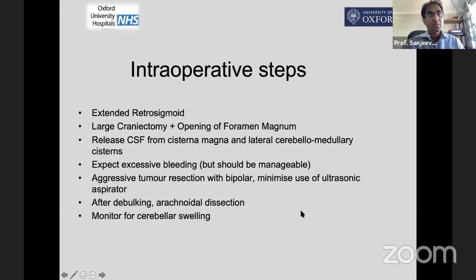Okay, so just to summarize again, I think you should do a big craniotomy, open to foramen magnum. You have to get the CSF, expect a lot of bleeding, but you should be able to manage it. The other thing I find useful is minimizing the use of the ultrasonic aspirator, otherwise the bleeding becomes very hard to control. Sort of old school technique of using the bipolars to resect tumor. And I'll show a bit of that in the video. It's only after you really debulk the tumor that you have any chance of doing the standard arachnoidal dissection technique that you would use in a vestibular schwannoma, and you've got to keep an eye out for cerebellar swelling.